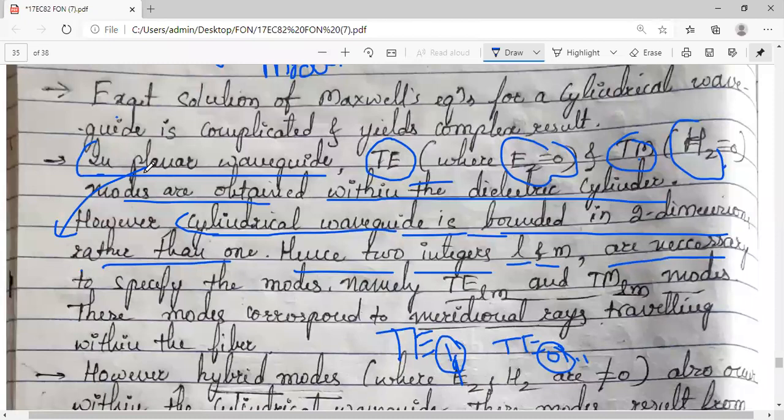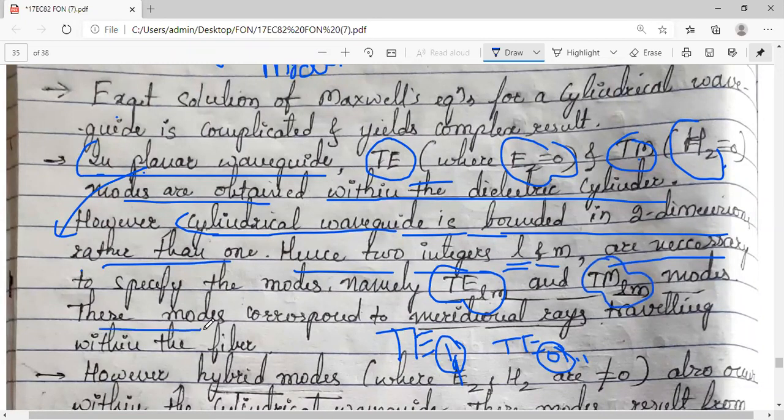That is the difference. In planar waveguide, we have used a single integer because it is one dimension. Only one variable is sufficient to indicate the mode. However, in case of cylindrical waveguide, we require two integers L and M to specify the modes. For a TE, it is TE subscript LM, and for a TM, it is TM subscript LM.